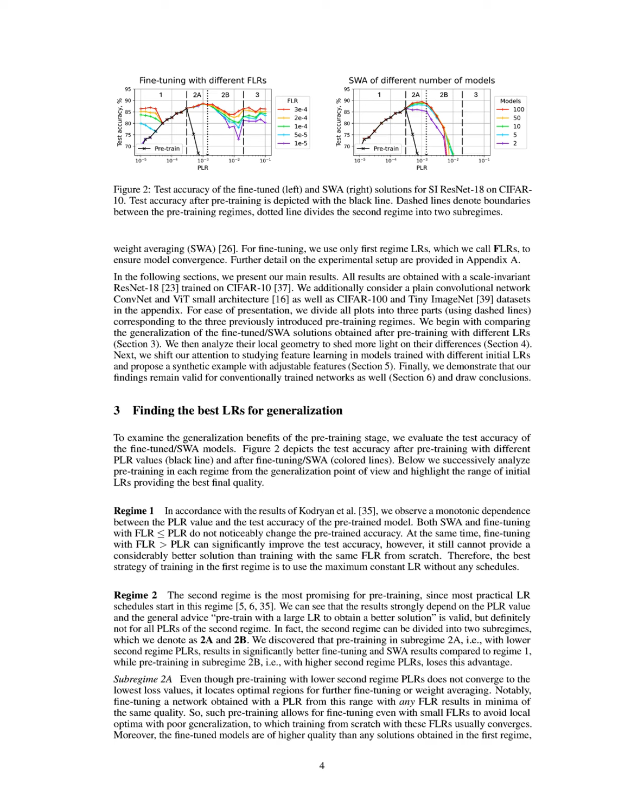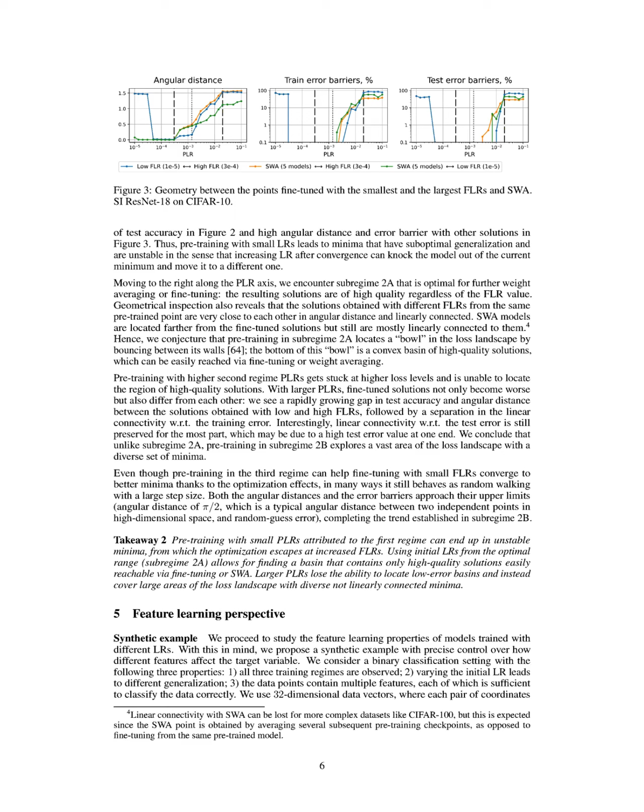For instance, when pre-training in subregime 2A, we found that models trained with lower PLRs within this regime consistently achieved better generalization compared to those trained with higher PLRs in subregime 2B. Specifically, pre-training in subregime 2A allows the model to locate a convex basin in the loss landscape, which contains well-generalizing minima that can be effectively fine-tuned with smaller LRs. In contrast, models trained with higher PLRs in subregime 2B not only failed to find these optimal basins, but also exhibited a diverse set of minima, leading to poorer generalization.